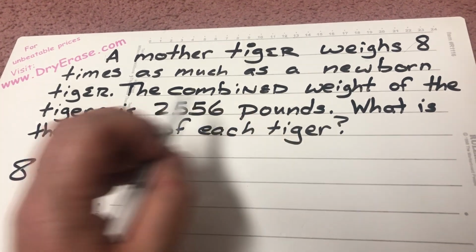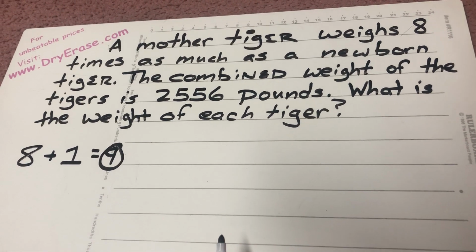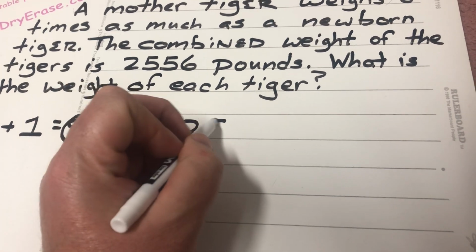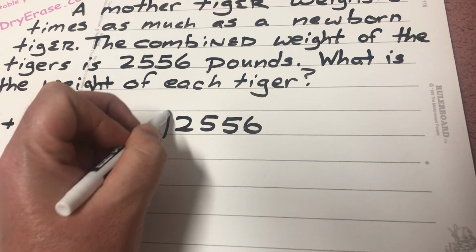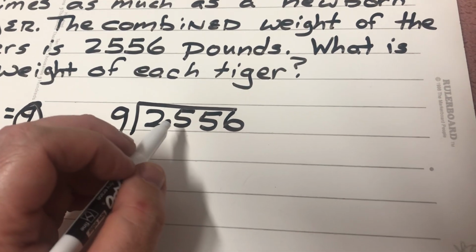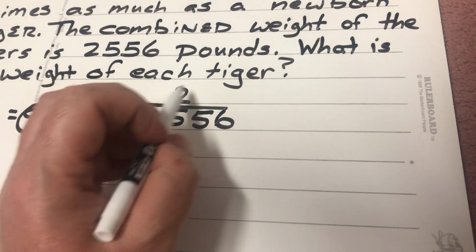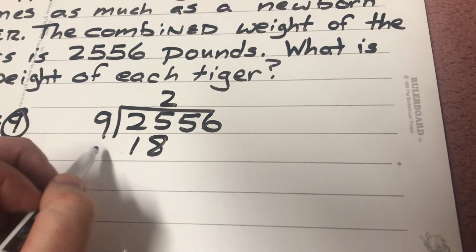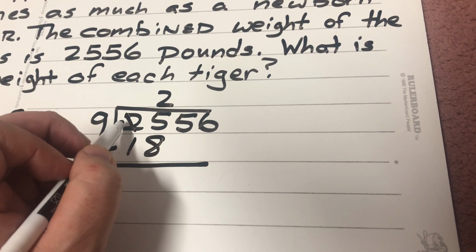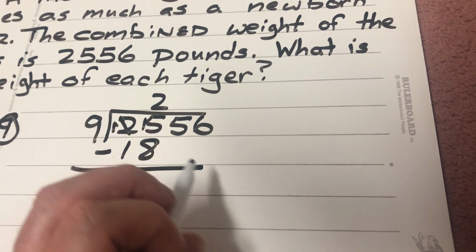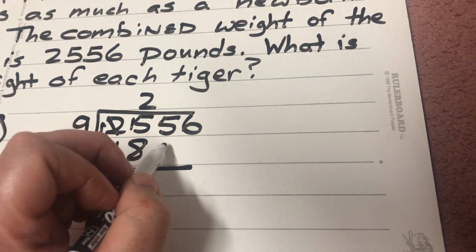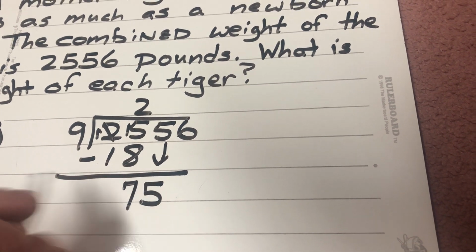The combined weight of these 9 groups is 2,556 pounds. So my next step is to take 2,556 and divide that by 9. Pretty basic problem. 9 can go into 25 2 times. 2 times 9 is 18. 25 minus 18, well, I can't do 5 minus 8, so I borrow from the 2, it becomes a 1. The 5 becomes a 15. 15 minus 8 is 7. 1 minus 1 is nothing. I bring down the 5.